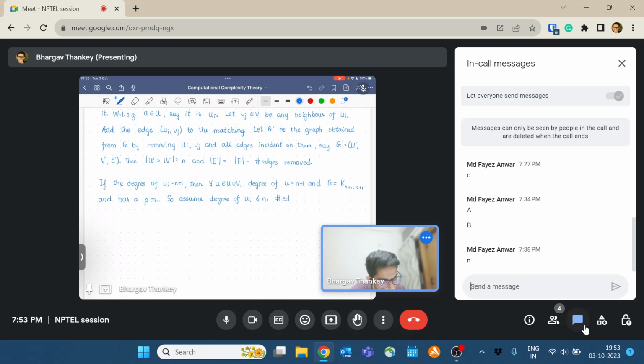To remove edges incident on UI, okay, number of edges incident on UI plus number of edges incident on VJ minus the number of edges incident on both, because that we would have removed over here as well as here.